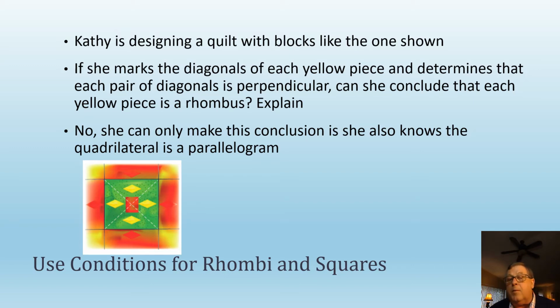See, it may look that way, but we don't go by just what things look like. When we prove things, it's based on facts and definitions and postulates and theorems and such as that. And so, no, I can't really prove that this quadrilateral is a parallelogram just because the diagonals are perpendicular. Don't know if it's a parallelogram or not. If it's not a parallelogram, then it's not going to be a rhombus, even if the diagonals are perpendicular.